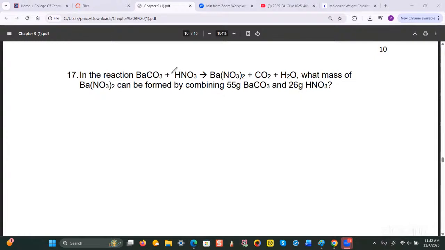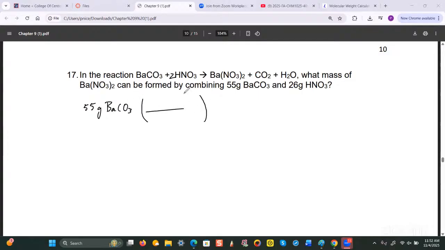Put a 2 in front of the HNO3, okay? And I think that's it. Don't need to do anything else, all right? What's the next step? Put everything in moles. So let's start off with the 55 grams of the barium nitrate. I'm sorry, barium carbonate. All right?